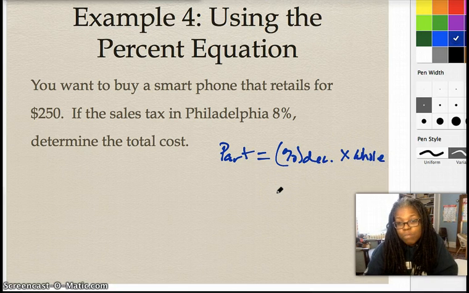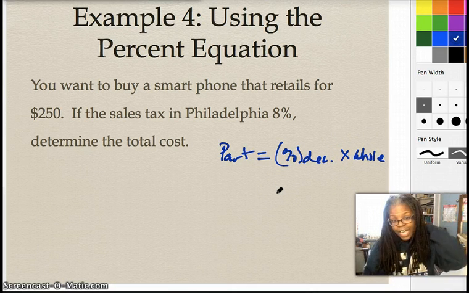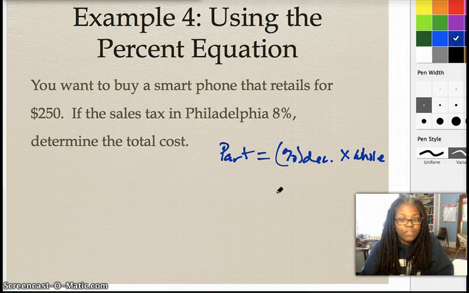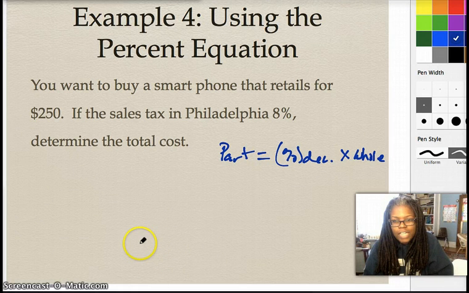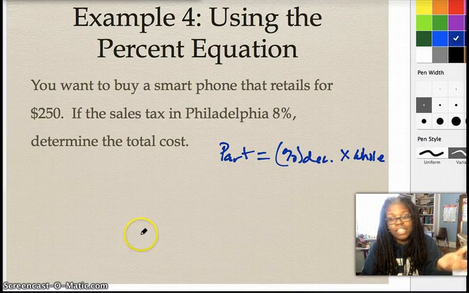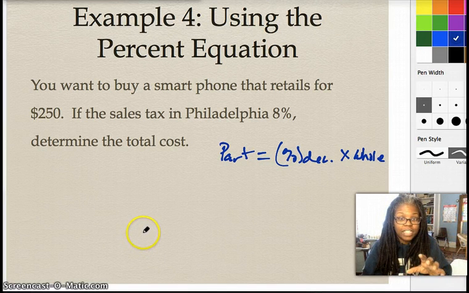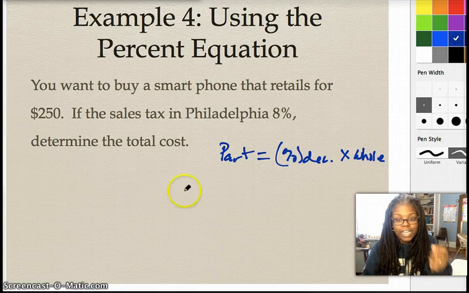You want to buy a smartphone that retails for $250. If the sales tax in Philadelphia is 8%, determine the cost. All right, so this seems like a problem that's going to actually take us more than one part, because here's what I see. First of all, we need to figure out what the additional amount that we're going to add on to that $250 is, and that's 8%. So first, I need to figure out what is 8% of 250? So I'm looking for the part here.